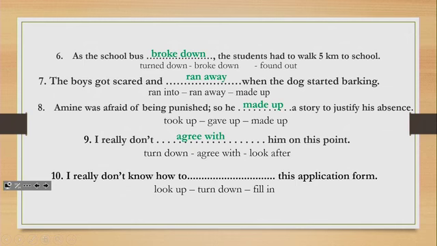and look after means to search or to look for something or for someone. And concerning the last sentence, we have here, I really don't know how to fill in this application form. We have the choices between look up, turn down, and fill in. I explained turn down in the previous example, which means to refuse something. And be careful because here it's conjugated, and here it's not, which means you have to expect that phrasal verbs are sometimes conjugated and sometimes in the infinitive form.